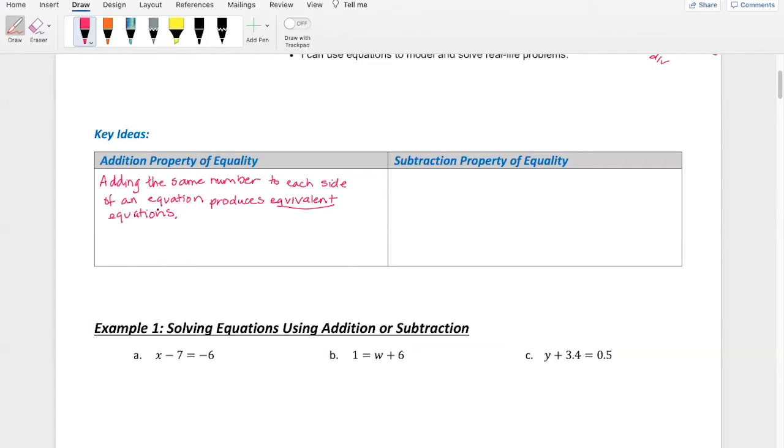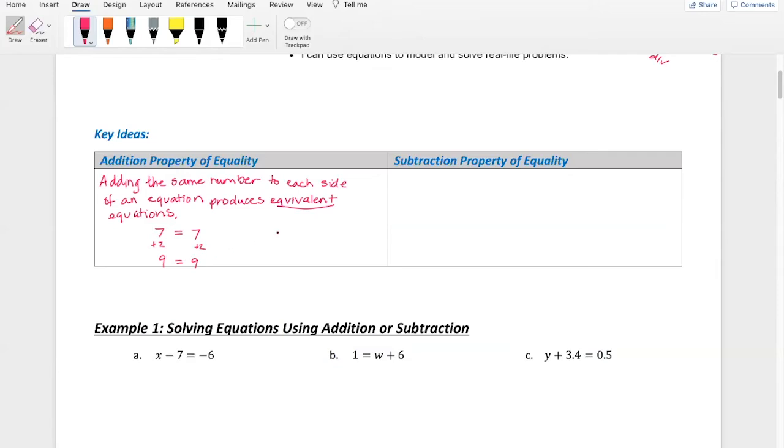So for example, let me just do something easy here. If I have 7 equals 7, that's an equation. They are equal to each other. If I add 2 to this side and I add 2 to this side, now they are still equivalent. So it keeps it in balance.